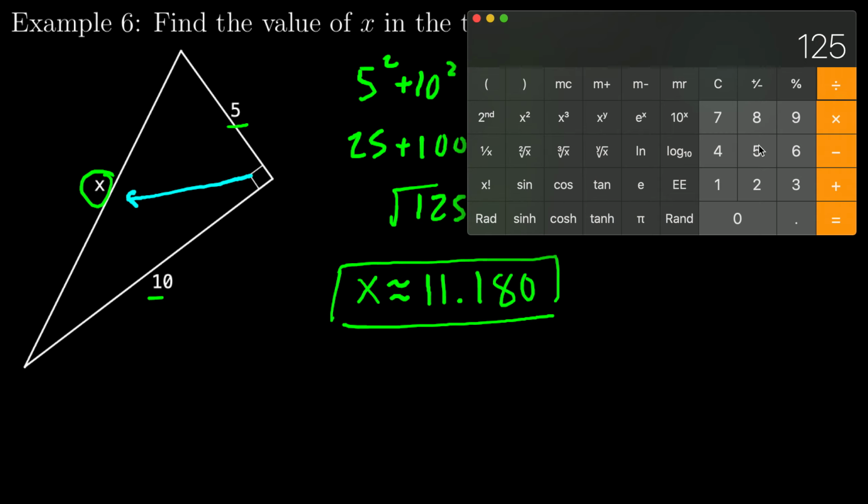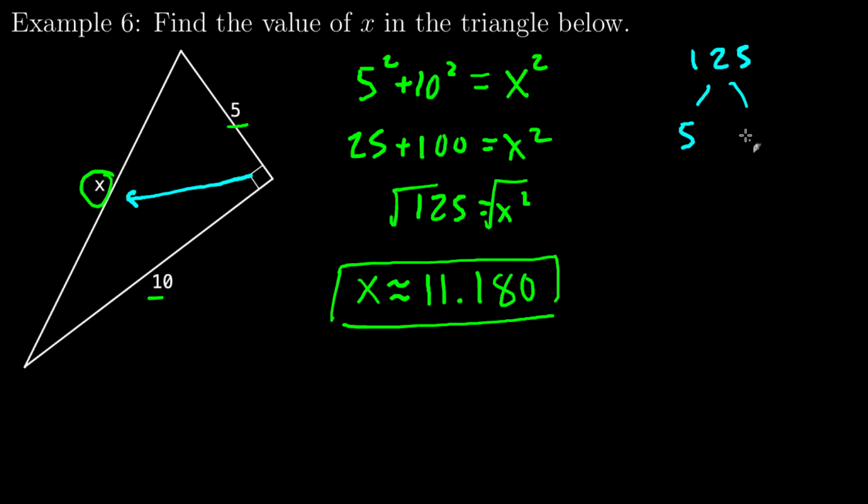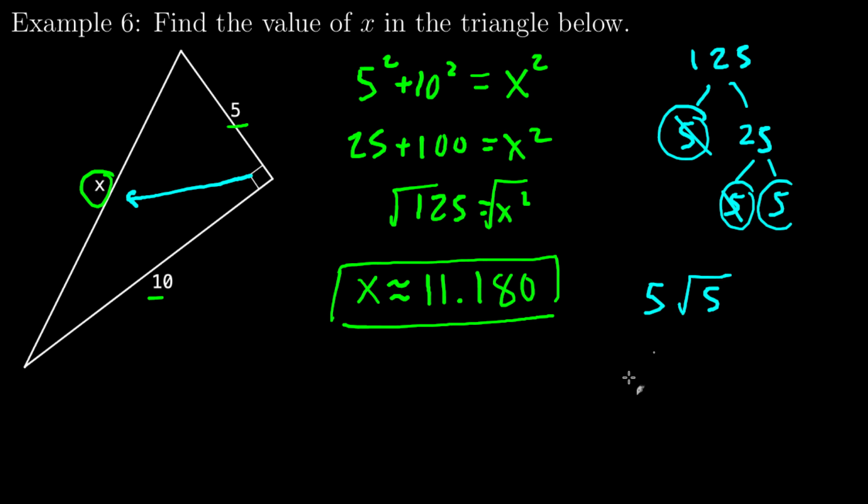So 125 divided by 5 gives me 25. So this is 5 times 25. 5 is prime. The 25 breaks down to 5 and 5. Those are both prime. I look for a pair. I see a pair of 5s, so a 5 comes out. I have a 5 left over. That's left in. And so my exact answer is x is equal to 5 root 5.